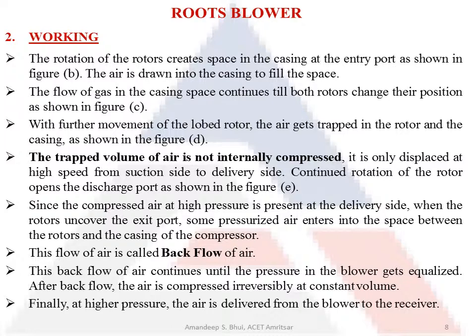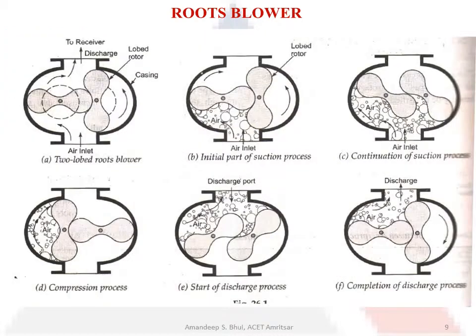Finally, at high pressure, the air is delivered from the blower to the receiver. In this slide, we can see the step-by-step working of the roots blower. In diagram B, we can see that the air is getting trapped from the inlet side, or the air inlet, between the lobes and the casing.